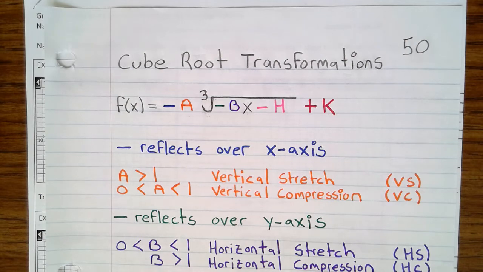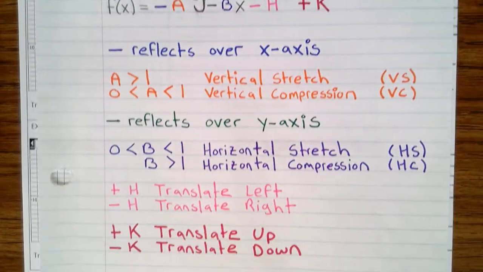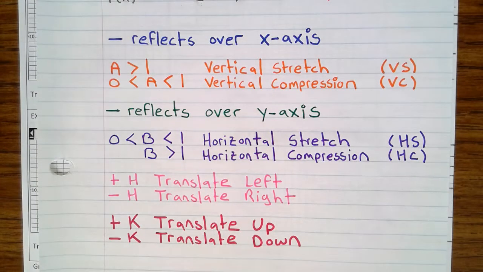When the negative is in front of the b inside of the cube root, it reflects over the y-axis. When b is greater than 0 but less than 1, it's a horizontal stretch. When b is greater than 1, it's a horizontal compression. When it's plus h, it translates left. When it's minus h, it translates right. When it's plus k, it translates up. When it's minus k, it translates down.